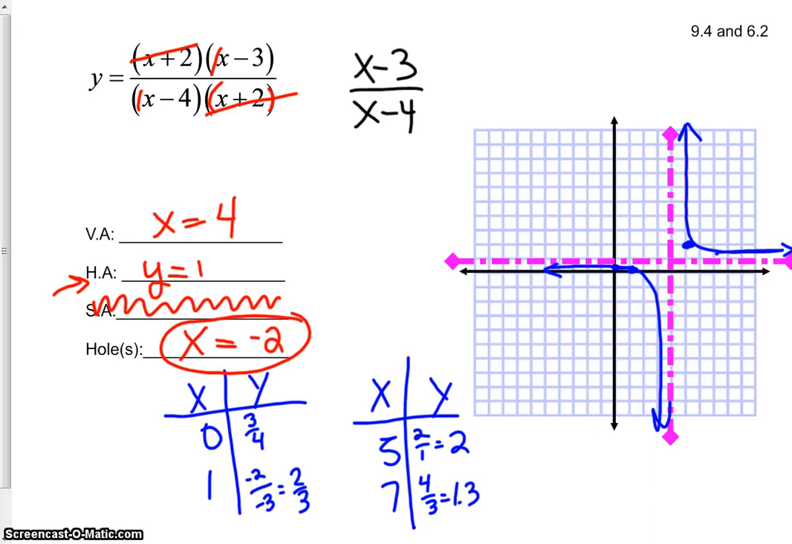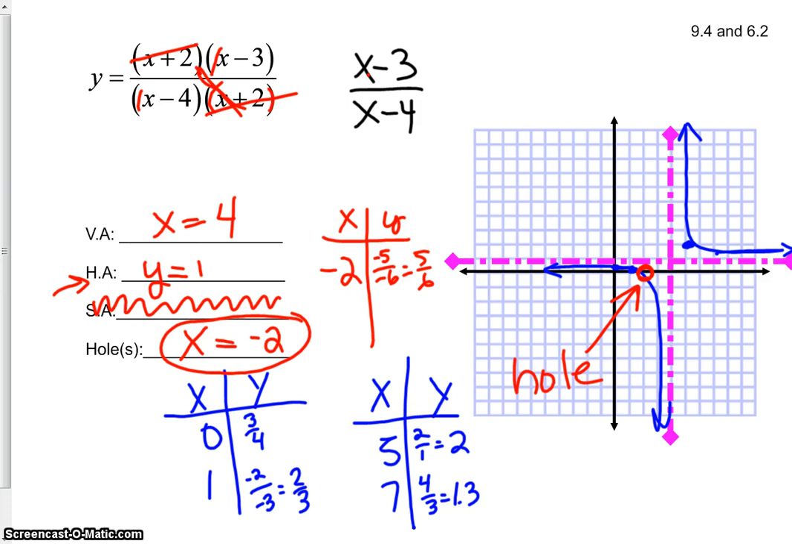The last thing I need to do is go back to the hole at -2. Looking at x and y, I need to say: when x is -2, what's y? I'm plugging in -2 here, so it would be -5 over -6, so it's 5/6. So at the point (-2, 5/6), which is about right here, I put a big old circle, saying that I have a hole there. This indicates on your graph that we have a hole. Technically, because it canceled out, in that little spot, in that little instant, it doesn't exist, but it exists in other places.